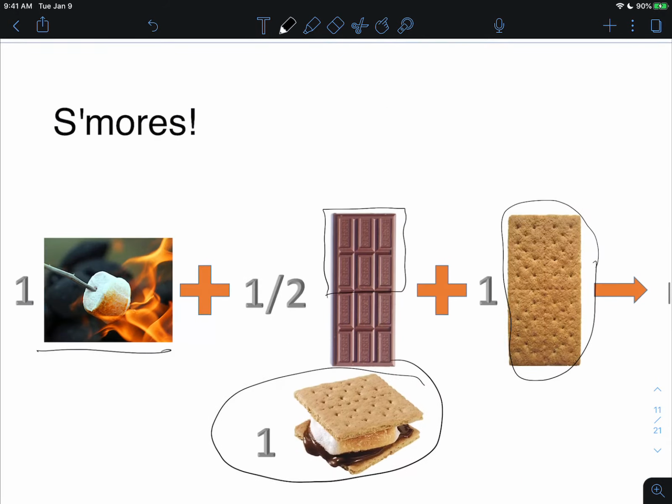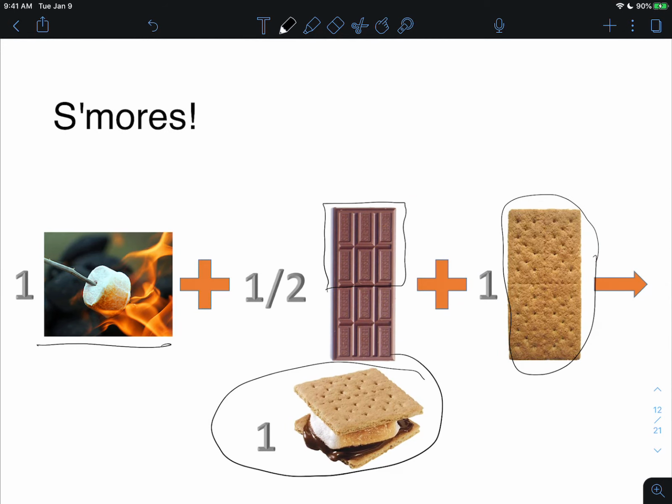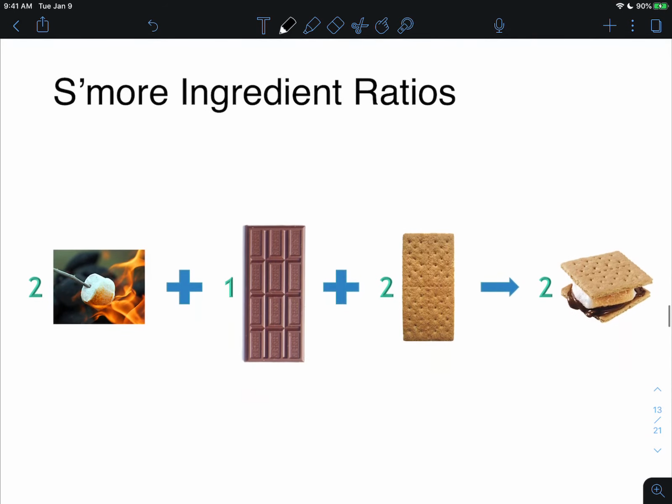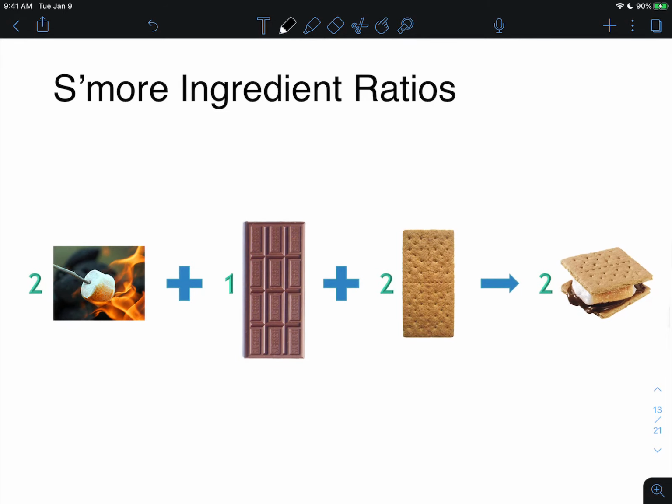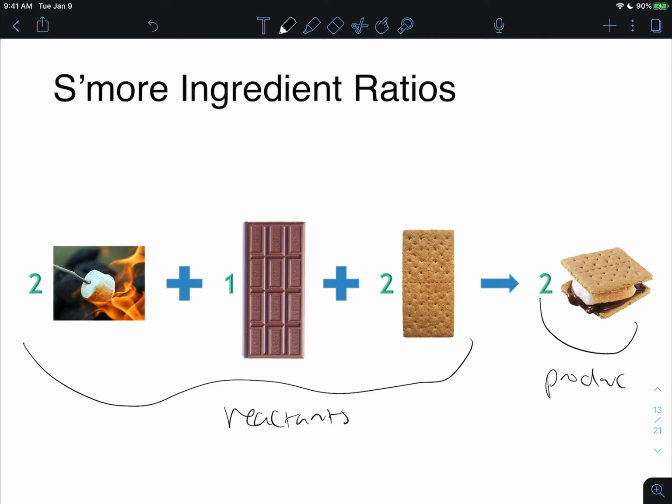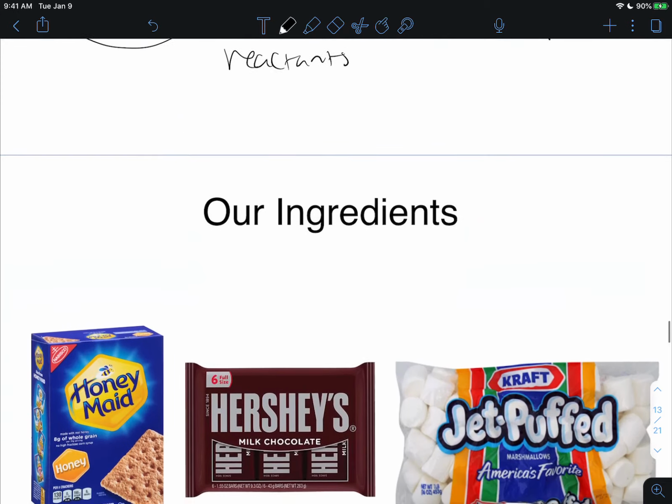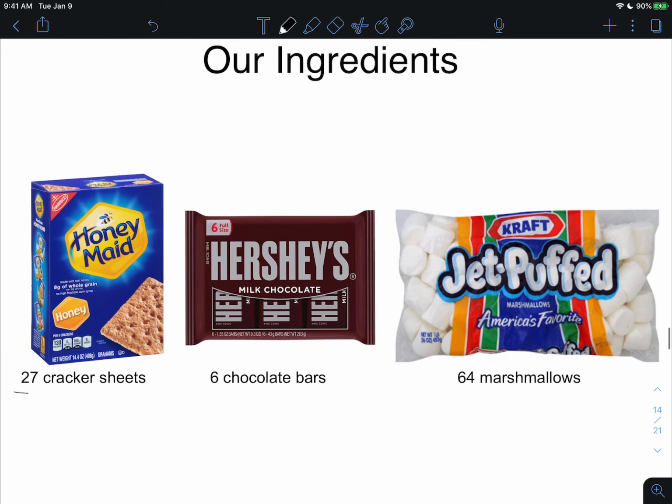So to get whole number ratios, we multiply everything by 2. We get 2 marshmallows per 1 bar of chocolate per 2 sheets of crackers. These are our reactants, and our product gives us 2 delicious s'mores. Now, let's say we have 27 cracker sheets, 6 chocolate bars, and 64 marshmallows. Now the question is, how many can we make?